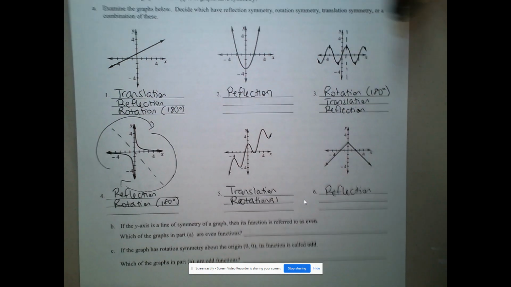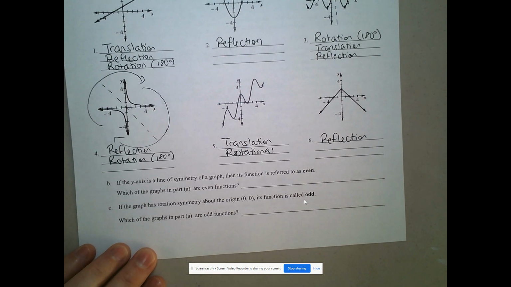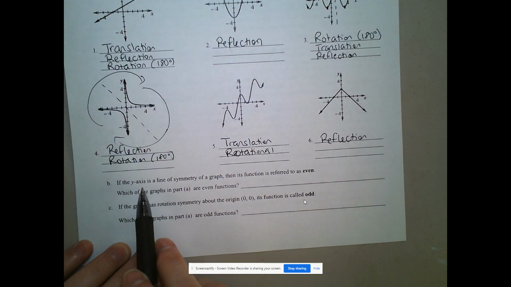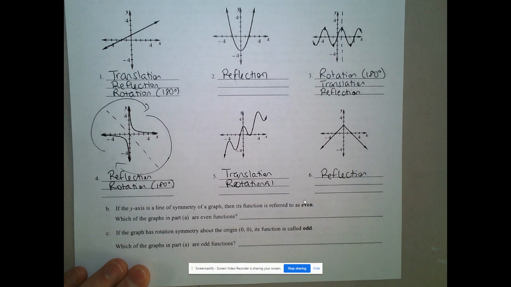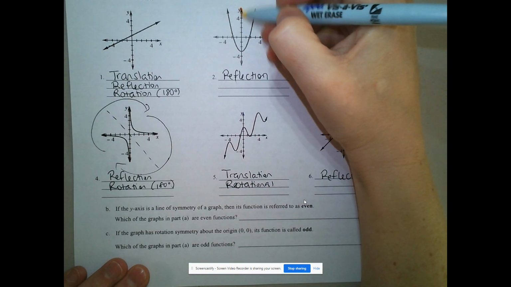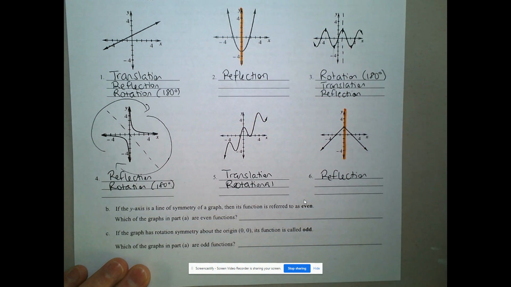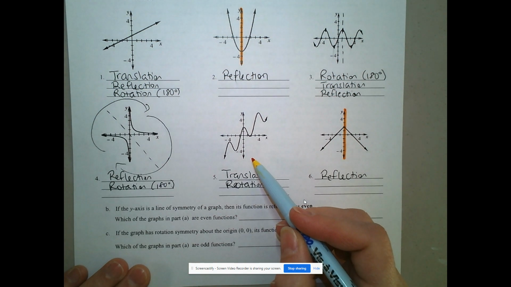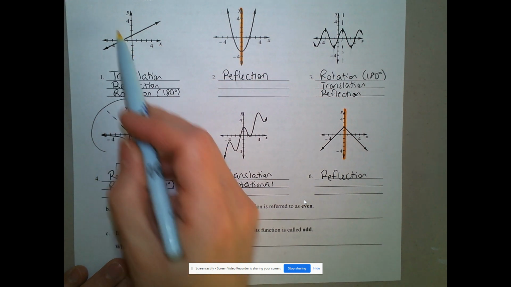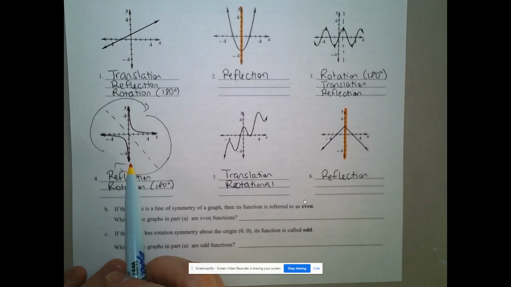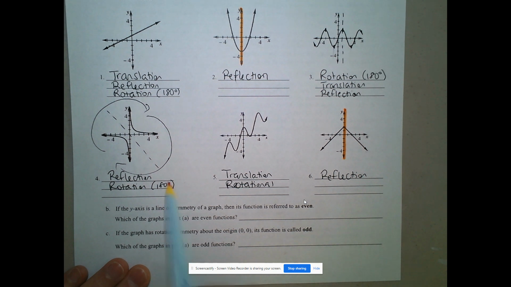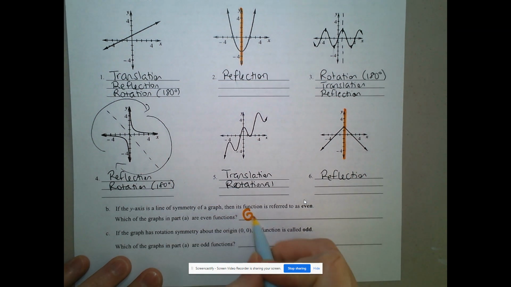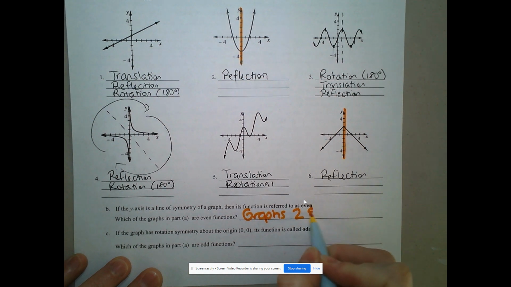All right, if the y-axis is a line of symmetry of a graph, then its function is referred to as even. So if we can draw a line down the y-axis, such as these two, and we said it was a no on this one, it had to go through a maximum or a minimum, so this number 3 didn't work. We said this one didn't even have reflection. This one, the line of reflection had to be at an angle, so that's a no. And this one, our line of reflection is also at an angle. So the ones that are even are graphs 2 and 6.